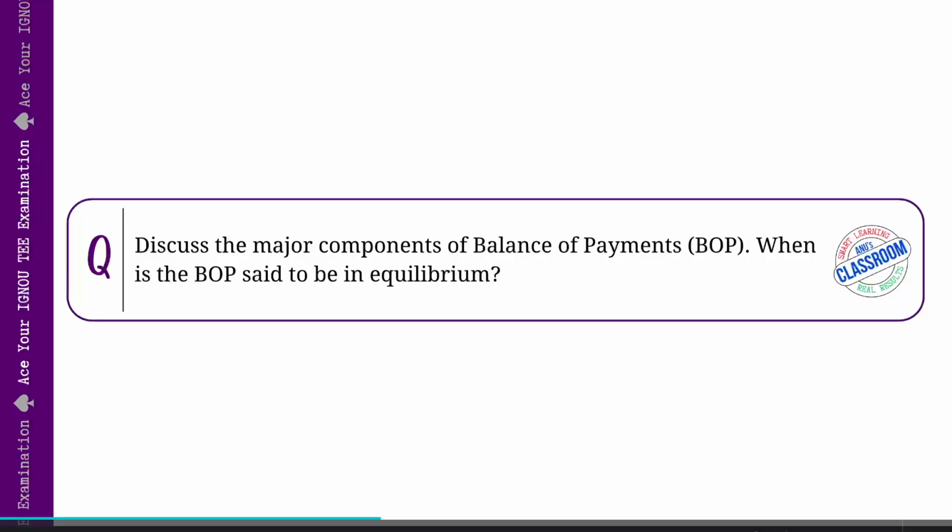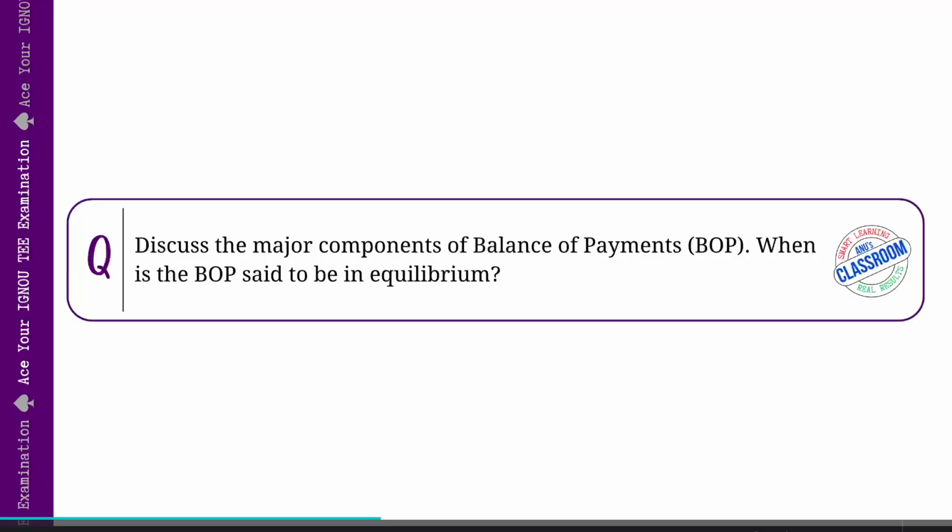Now, when do we say this balance of payments is in equilibrium? Simple. When the inflow of foreign exchange matches the outflow, it is in equilibrium. Net balance is zero. If more money is coming in than is going out, then it is a surplus. So it is a bit like having extra cash at the end of the month. But if more is going out, then it is a deficit. Then it is time to tighten the belt.